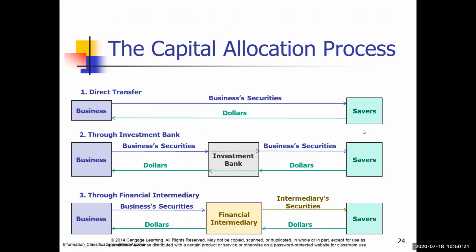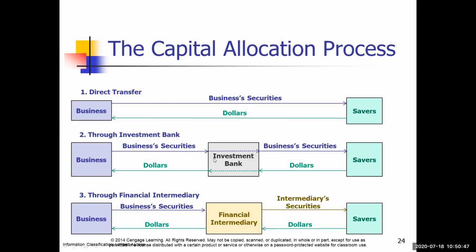So the next one is the capital allocation process. Here you have direct transfer. You go to the market or you go to the particular company, you buy the shares. So that's the shareholders. The shareholders go to the company and buy the shares. So that is direct transfer.